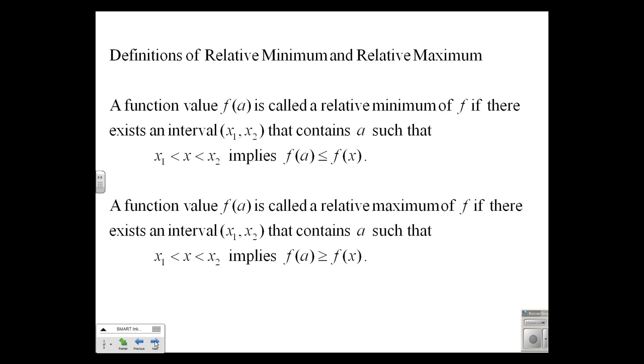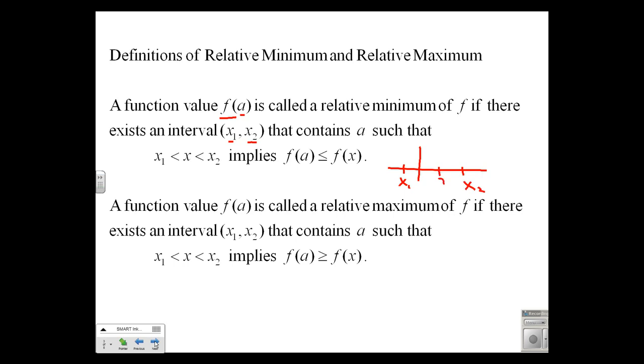Here's another definition of relative minimum, relative maximum. Let's use some of our new reading skills. This says a function value f of a, but this says the height of a function at x equals a, is called a minimum of the function if there exists an interval x1 to x2 that contains a. So I've got some interval, let's say from x1 to x2 that contains a in it.